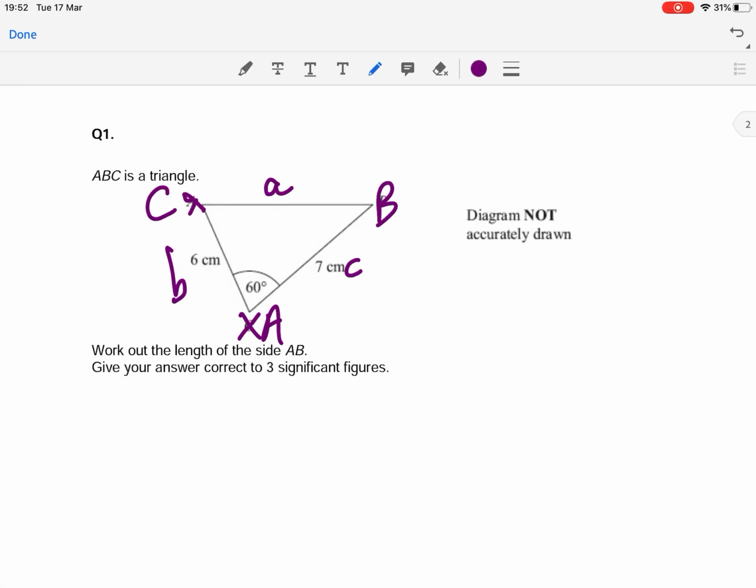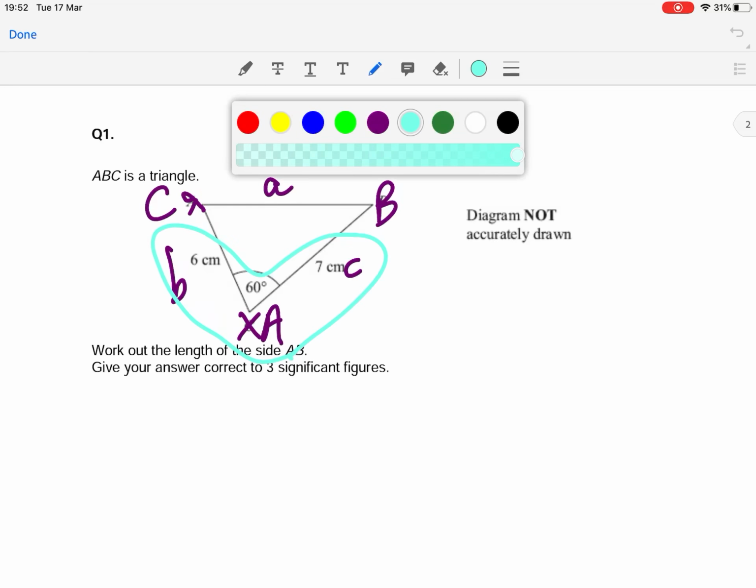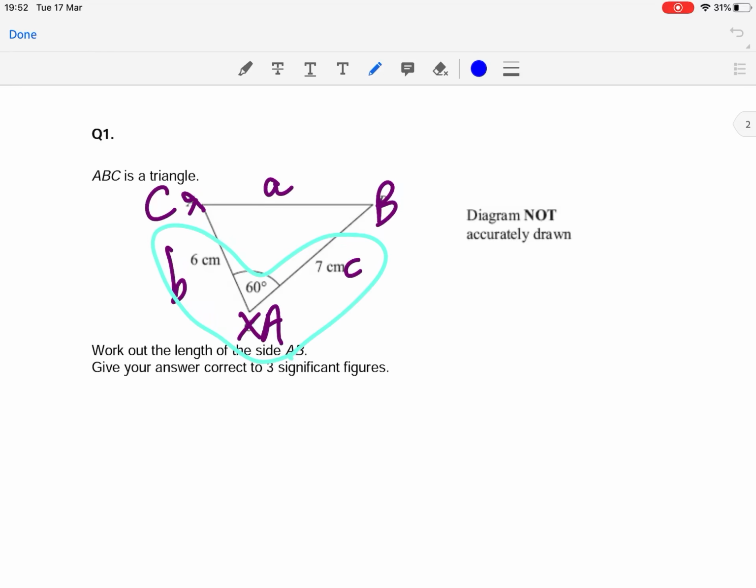So once I've got that, I need to decide what formula I'm going to use. And hopefully we can see from the diagram that you have this C-shaped sausage that I can draw around the sides and angles I've been given. So because I've got that shape there, I know I need to use the cosine rule. So let's get the cosine rule formula on your page. You need to learn this off by heart. It's not given to you in the exam.